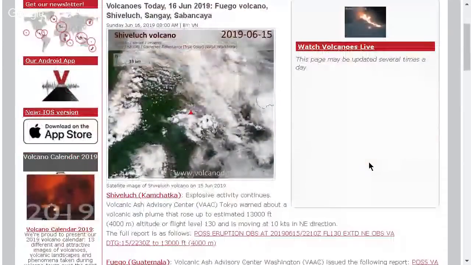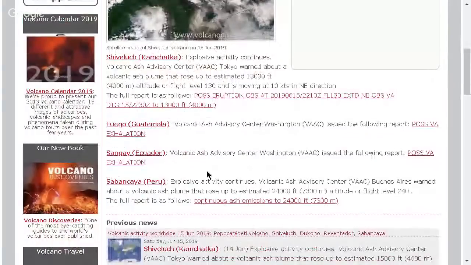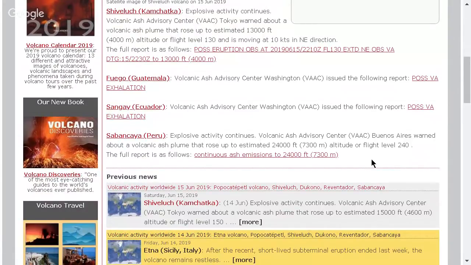Let's look at the rest of the volcanoes going off. Shiveluch, back on the list as of a couple days ago, with a 13,000-foot ash plume. Fuego, possible exhalation. Sangay, recent addition to the list, possible exhalation. And Sabancaya. Don't attempt to do a triple Lindy over Sabancaya with its 24,000-foot ash plume.